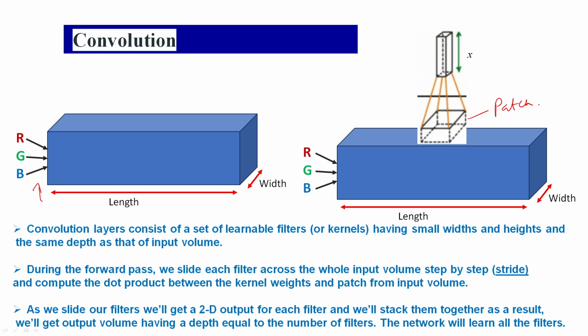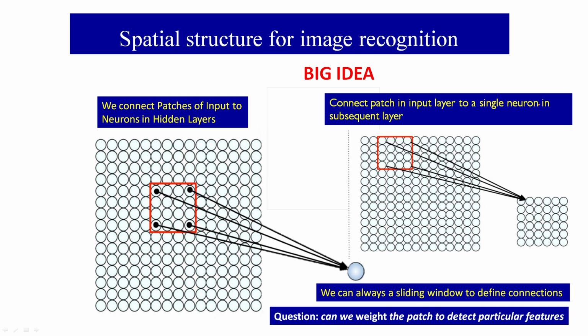This small patch is slid across the whole volume step by step, and this patch will contain information about this image, right, the same matrix, and we take a dot product between the kernel weights, whatever kernel or filters you put in, and the input on the patch. So, kernel means a filter, we will talk about that. As we slide our filters, we get 2D outputs of each filter, and then we can stack them together and put the whole big thing together, okay. And the network will learn from the filters. Let us do that, okay.